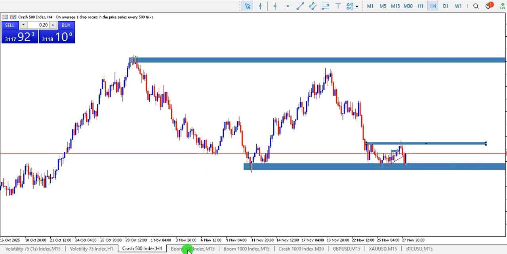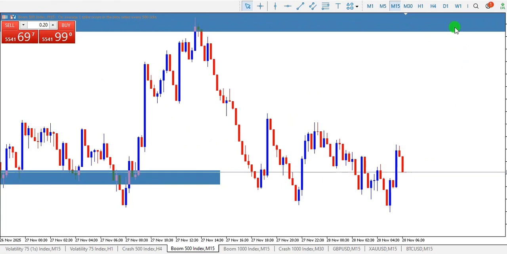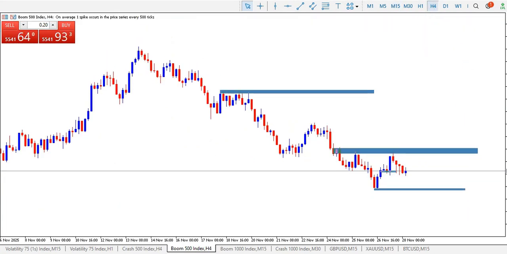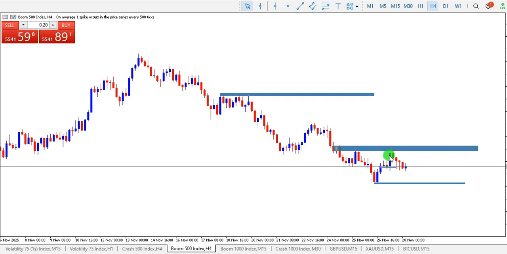So let's go to the next one, which is the Pump 500. Now, on the Pump 500, that seems to be moving in a ranging market, moving up and down in this zone where we marked previously. I think like last week.